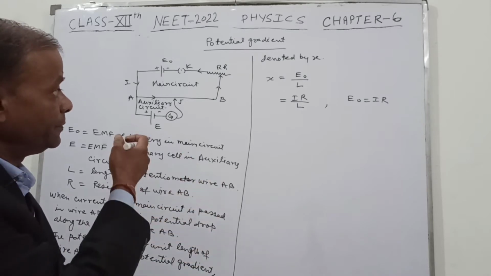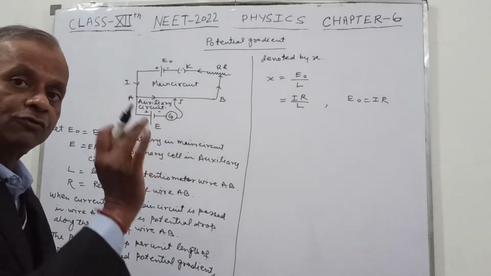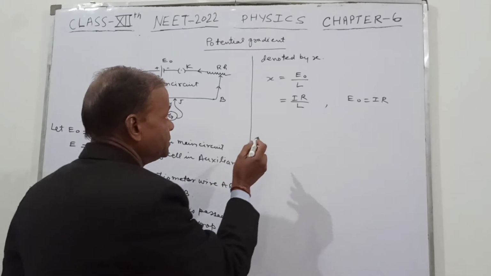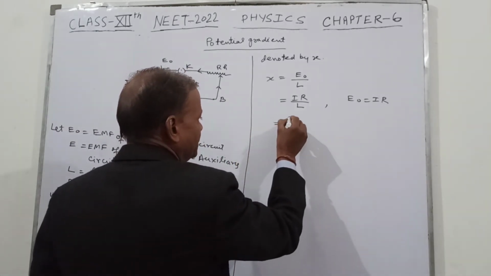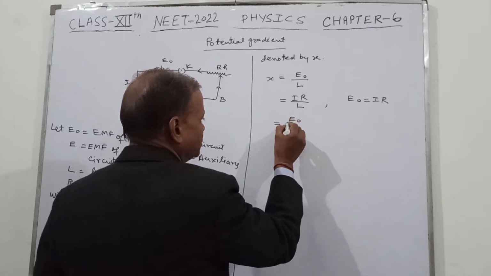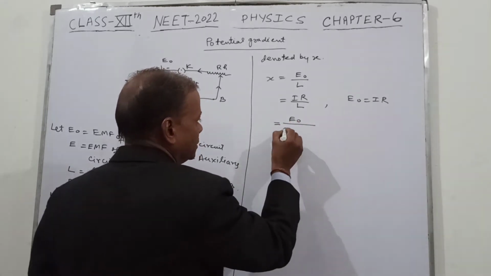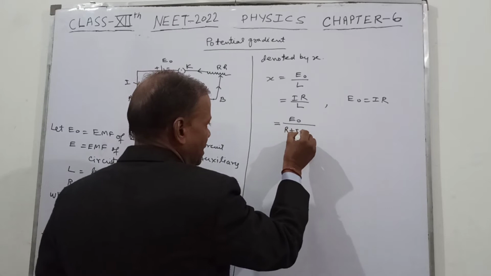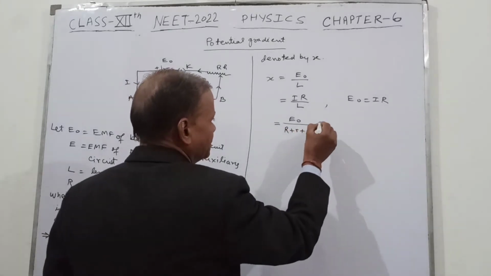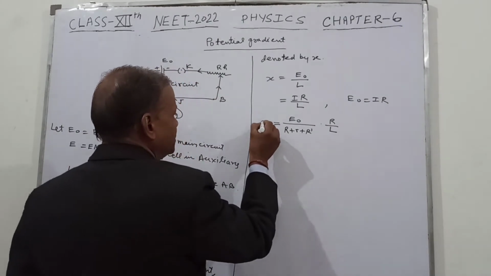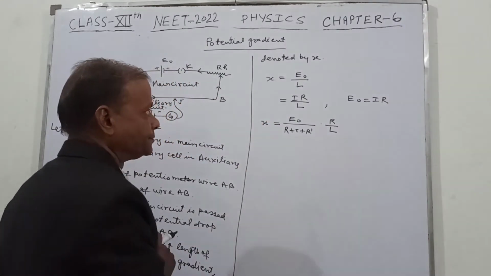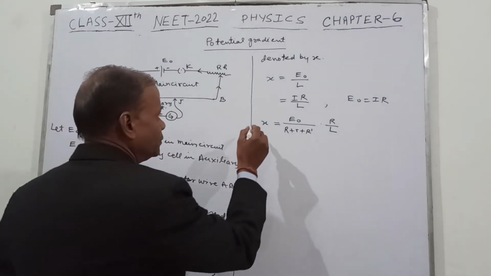So the potential drop will be I into R. This I is equal to, again we can write it, E naught upon R plus R dash, into R upon L. This is equal to X. This is one formula.